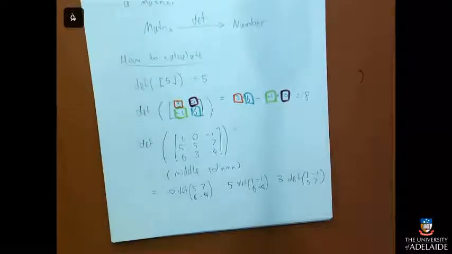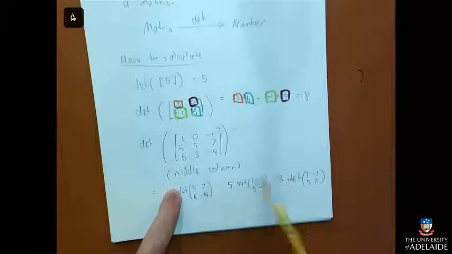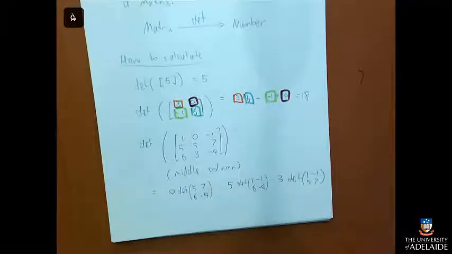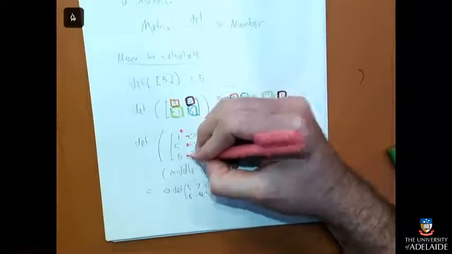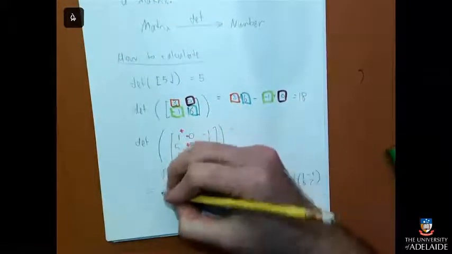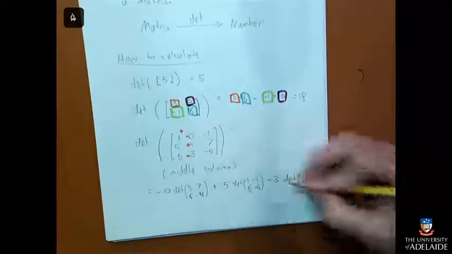And that's not the only thing I have to do. I also have to keep track of whether I'm going to put a plus or a minus next to these numbers, so they're going to have to be added or subtracted. And I do that by starting in the top left corner of my original matrix and putting pluses and minuses. So plus, minus, plus, minus. Okay, so it's minus this, plus this, minus this.